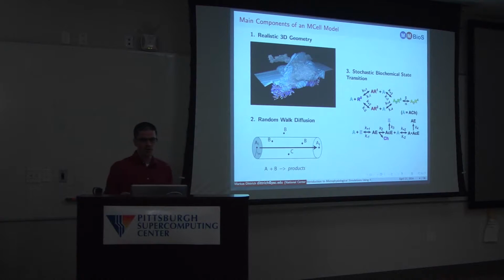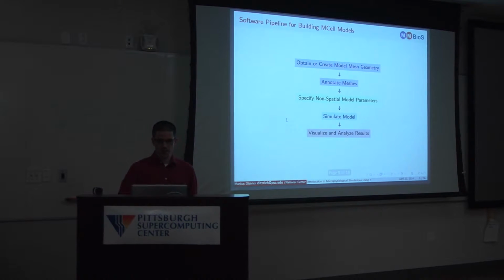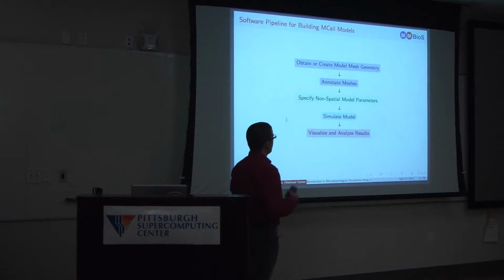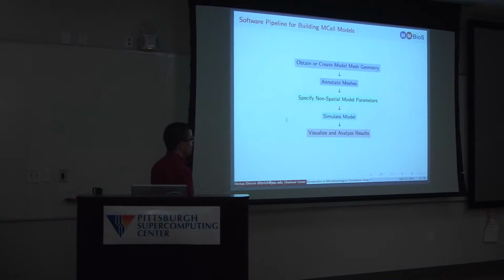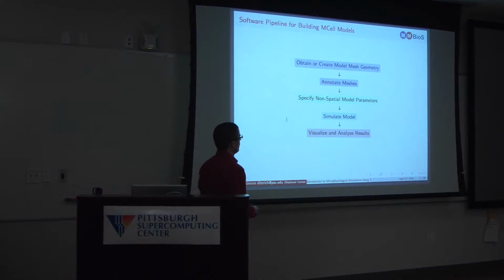We'll go through all of these briefly and talk about what these really are and how you can get at those. The kind of workflow that most people, and you included, will probably go through to develop an MCell model is that you have to obtain or create some kind of geometry of your model. This is step one typically. It doesn't have to be, but often is.